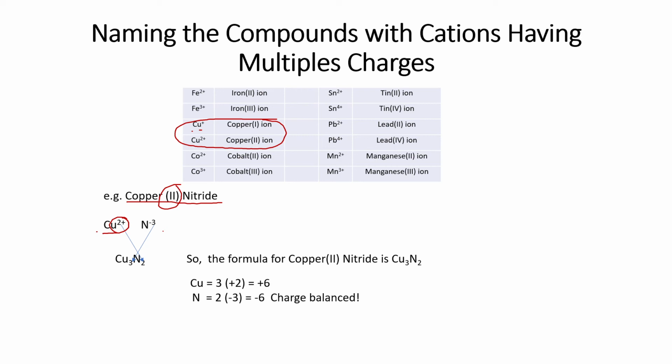Now let's see if the charges are balanced. For copper, there are 3 in this formula, times 2, which is the charge, so 3 times 2 is +6. For nitrogen, there are 2 nitrogens, and each nitrogen has a -3 charge, so when you multiply, it becomes -6. The charges are equal and it is balanced. That is why this is a neutral compound, meaning there is no charge.